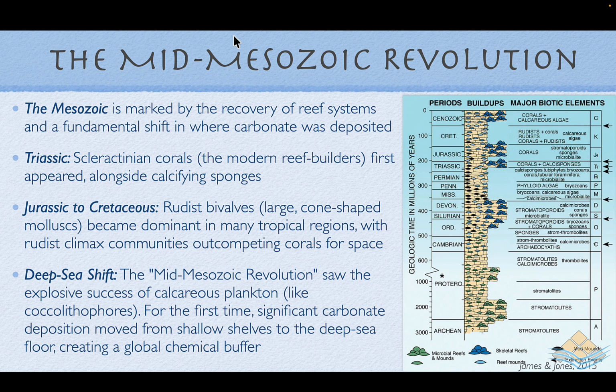In the Mesozoic, we see the recovery period as reefs are no longer present in the Triassic until we start to see a transition into corals, which were scleractinian corals. These are the modern reef builders. Tabulate and rugose corals, which contributed significant volumes to the Devonian reefs, had gone extinct by the end of the Permian. Scleractinian corals, along with calcifying sponges, appear in the Triassic. As we go from the Jurassic into the Cretaceous, we start to see a transition where we have rudists, a bivalve, these large cone-shaped mollusks becoming dominant in many of the tropical regions, with a climax community outcompeting the corals for the photozoan reef space.